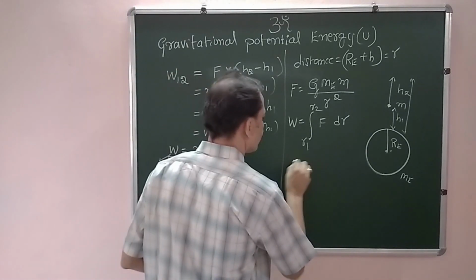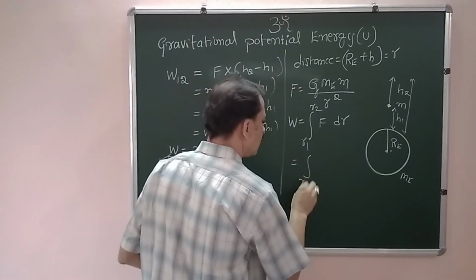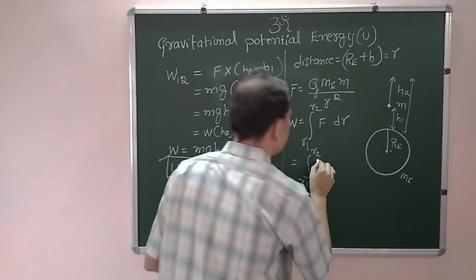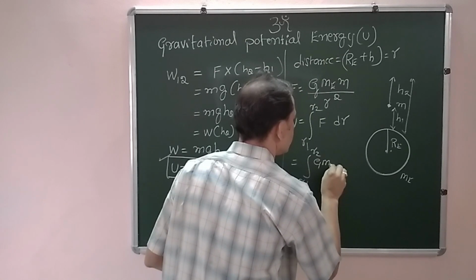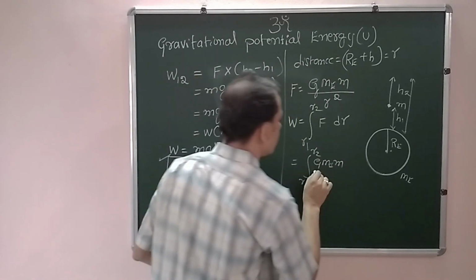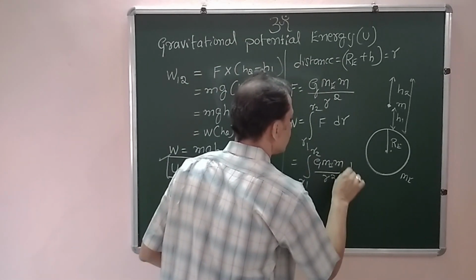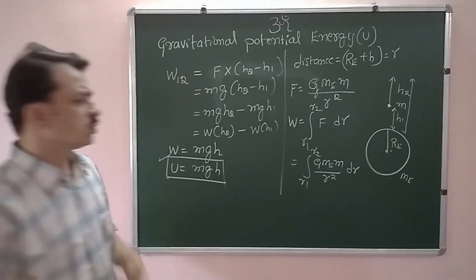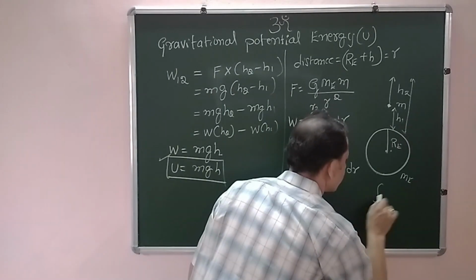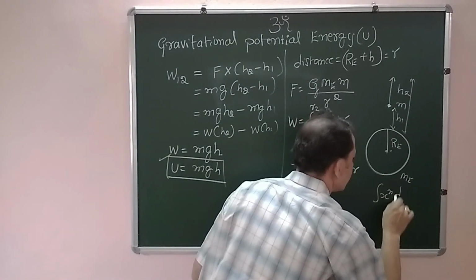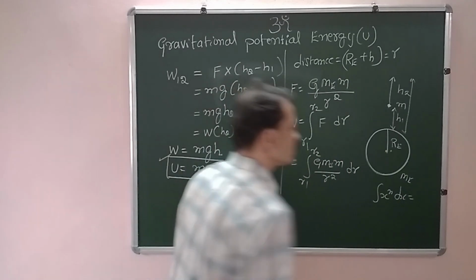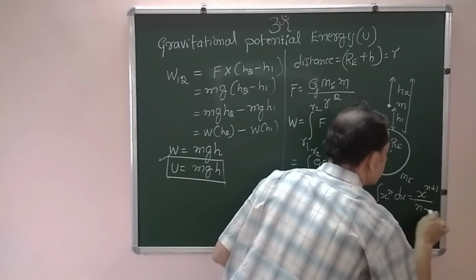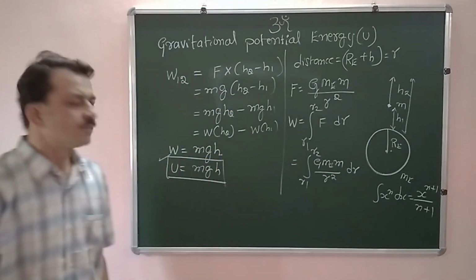So therefore that is equal to integral r1 to r2. Now substitute for the F, it is G Me m divided by r square into dr. We know the integral formula: the integration of x to the power of n with respect to dx is given by x to the power of n plus 1 divided by n plus 1.